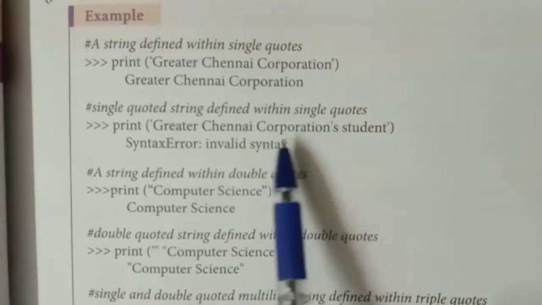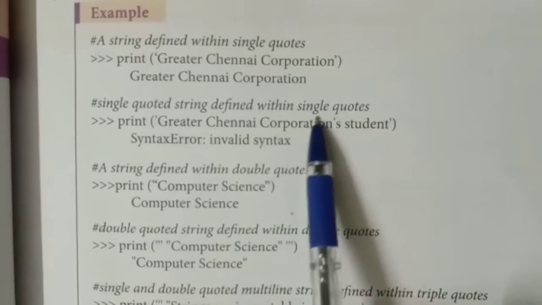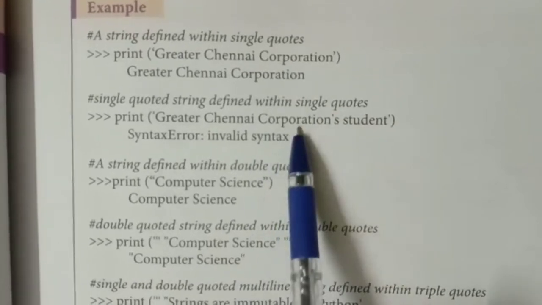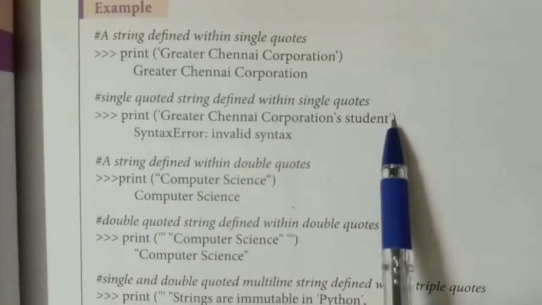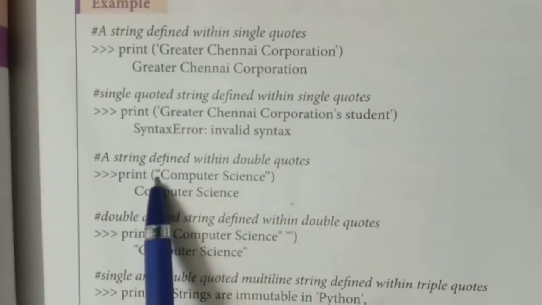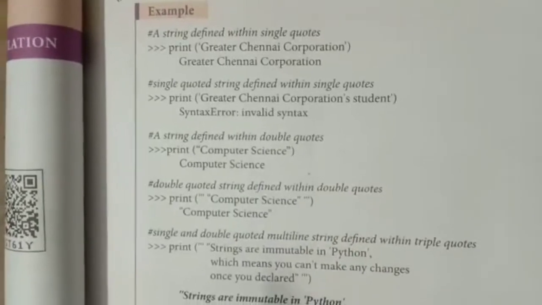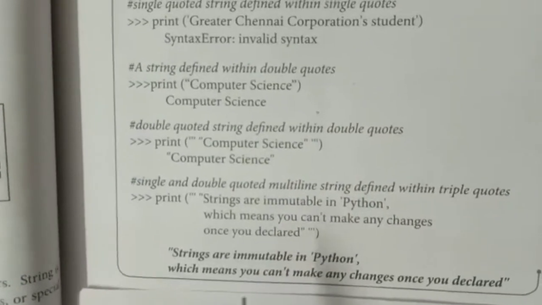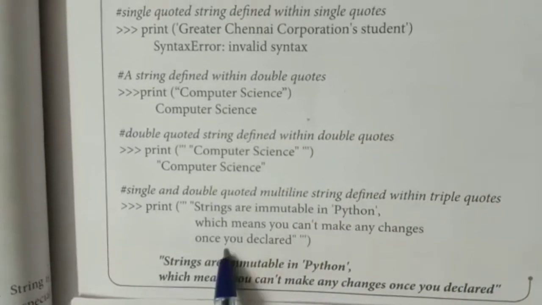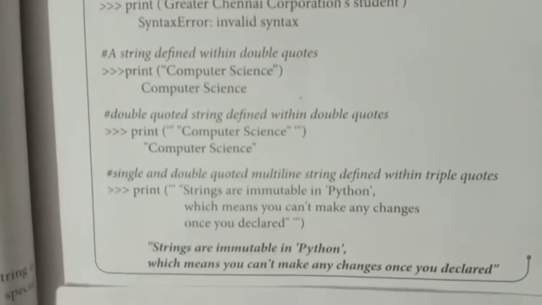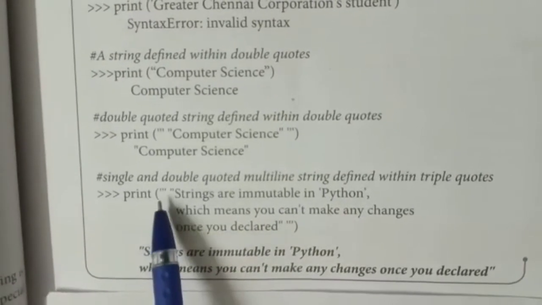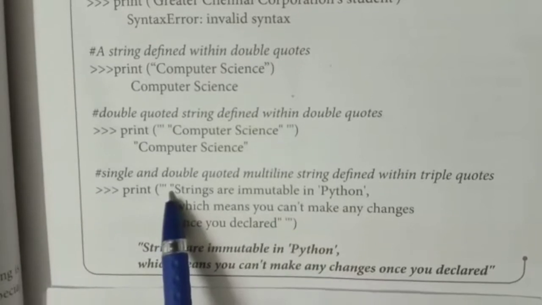Now, when you are going to use a single quote word inside the string, you can't use single quotes, you have to go for double quotes. Within the double quotes, computer science. If you are going to use any quotation words, that is, if you are going to give any quotes which have to be given in double quotes, then you have to go for triple quotes.